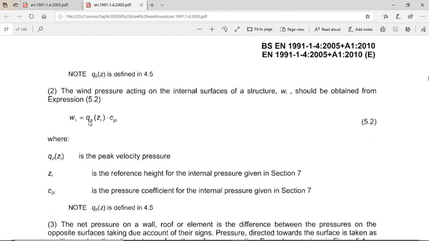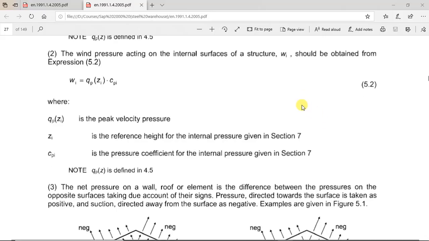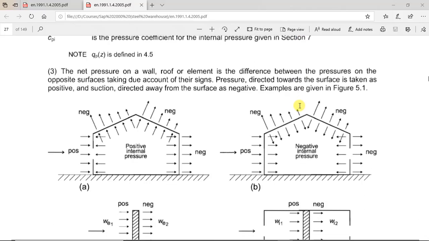WI equals QPZI times CPI, where QPZI is the peak velocity pressure, ZI is the reference height, section 7, and CPI is the pressure coefficient in section 7. There are two cases for pressure, positive and negative. You can see here is positive in case A, positive internal pressure, and here is negative.